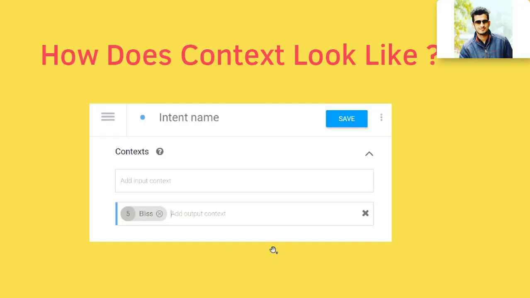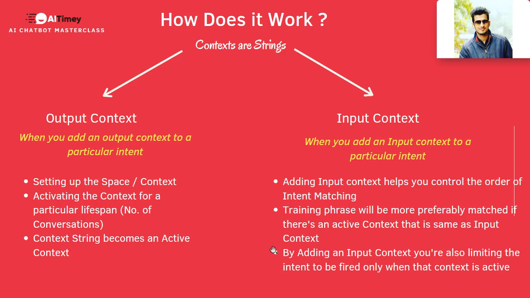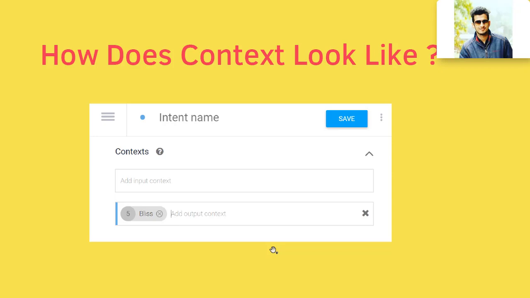When you go to Dialogflow, you will see context on the top of your intent. Here you can see two things: an input context and an output context. We'll take you through what an input context and an output context are, and what a context looks like. So how does context work? First of all, contexts are strings. Contexts are simply words, nothing too big of a thing. As you can see here, I have written the context name as bliss, and this is set up as an output context.